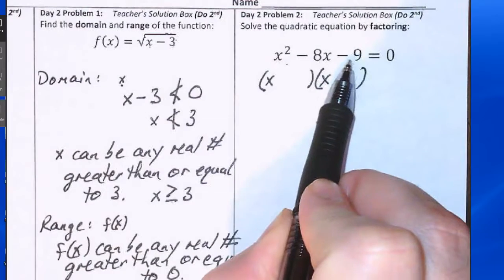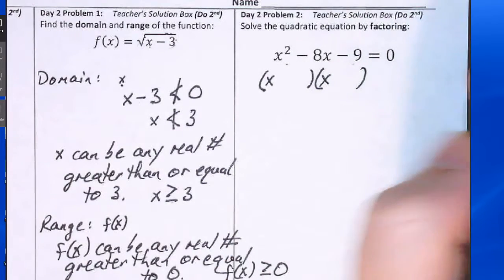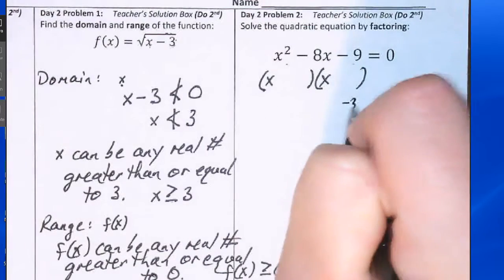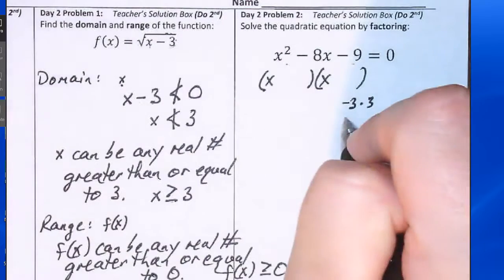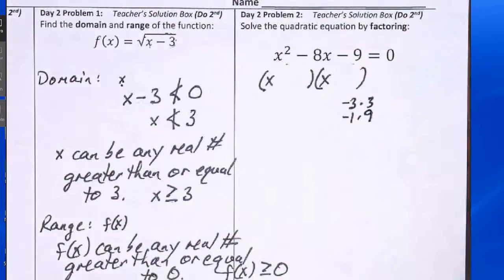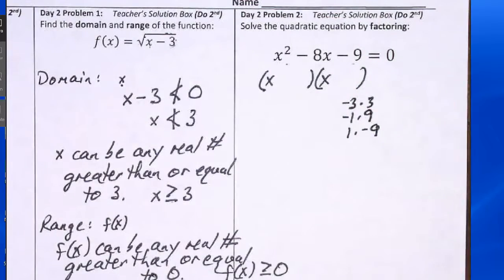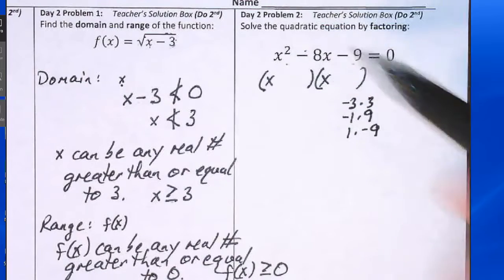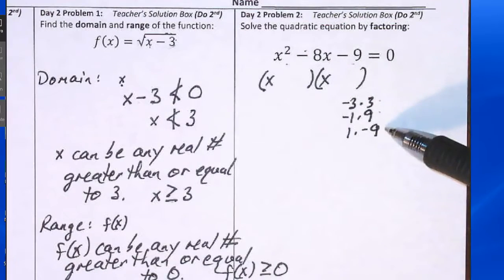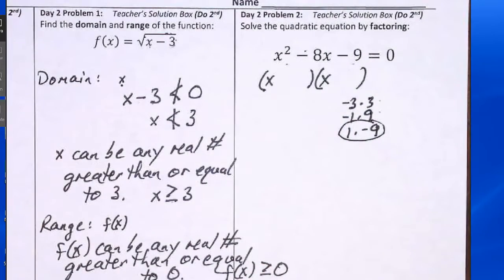We need a pair of numbers that multiply together to create -9. There are some possibilities. -3 times +3 makes -9. -1 times 9, or +1 times -9. To know which pair of numbers is correct, we look at the middle term, which is -8. Which pair of these numbers combine together to make -8? And that would be a +1 and a -9.